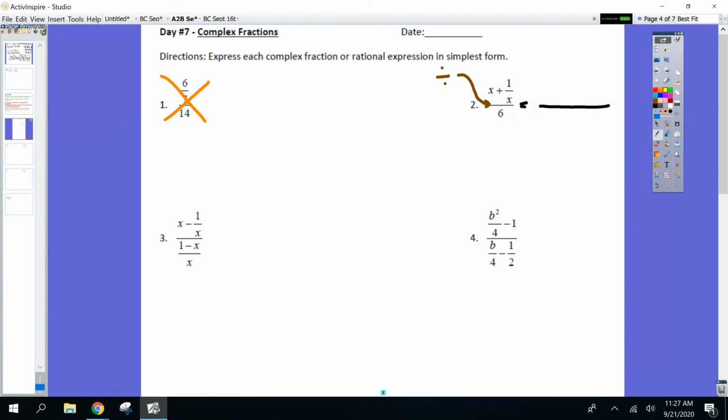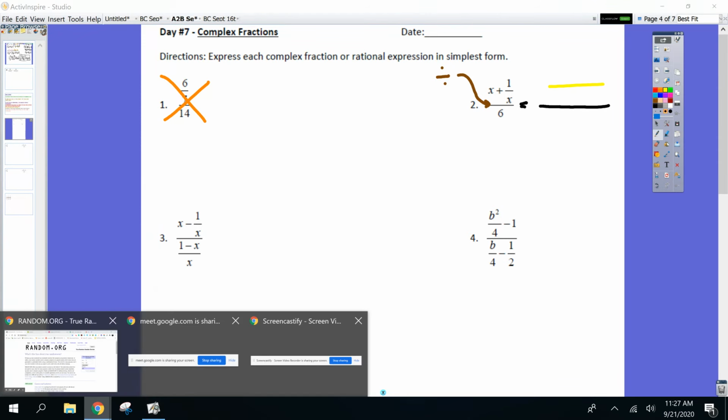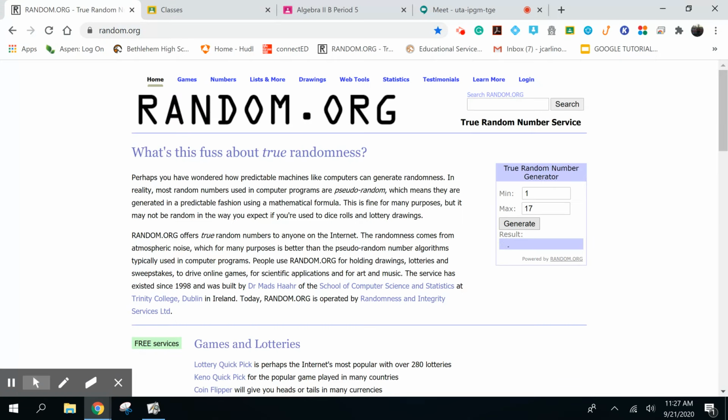I'll do it in yellow. What's the common denominator for x plus 1 over x? That's what I find, a common denominator. What's the common denominator for x plus 1 over x? Don't overthink it either. Don't overthink it.